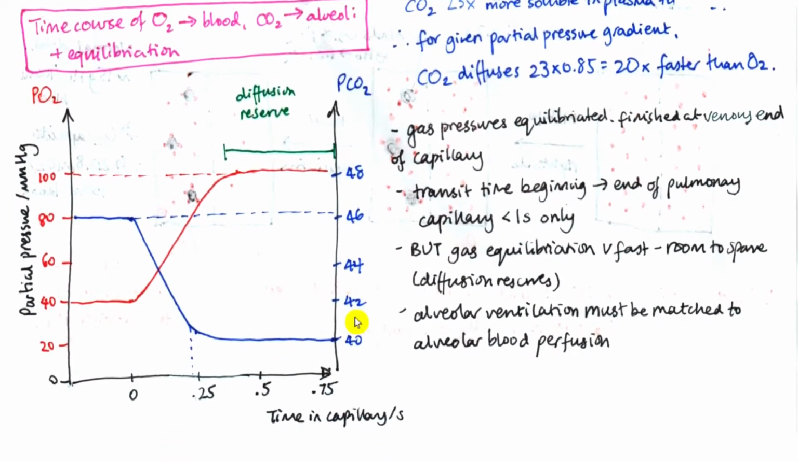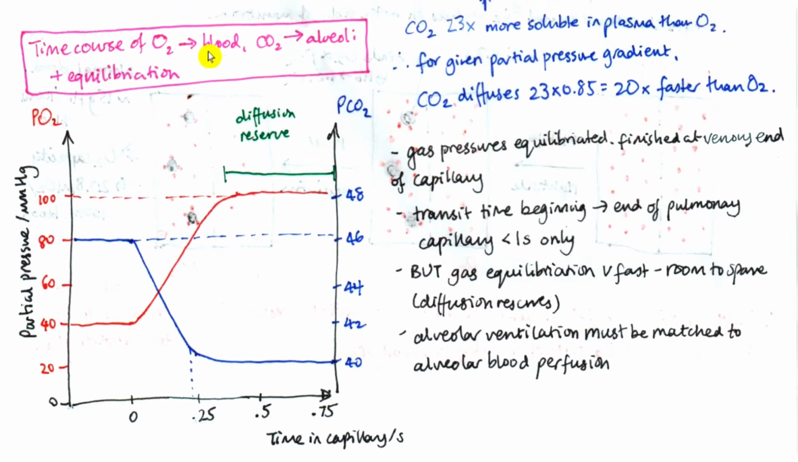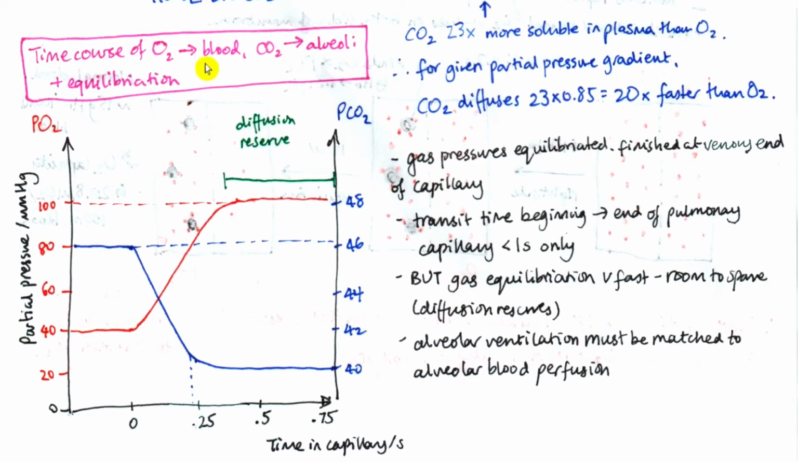And we can see here that carbon dioxide diffuses faster than oxygen. So this graph is showing the time course of oxygen diffusing into the blood and carbon dioxide diffusing into the alveoli, and the equilibration there.